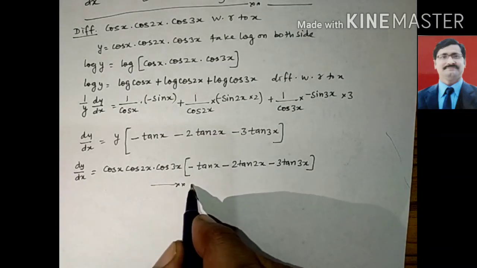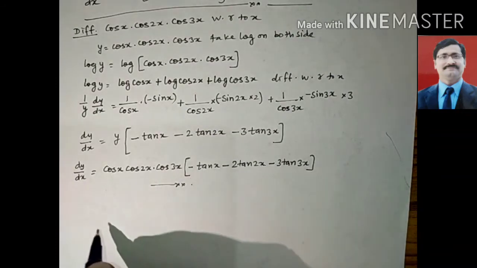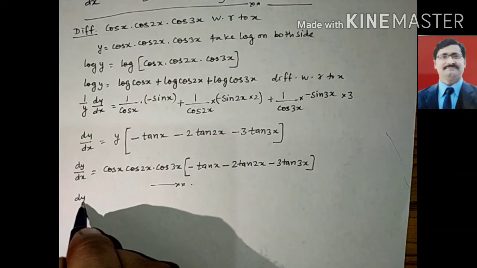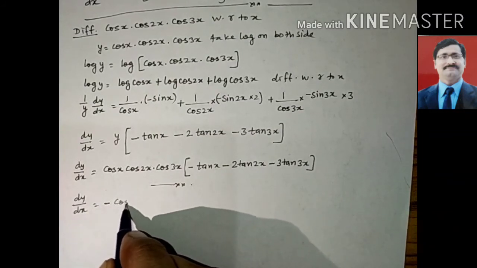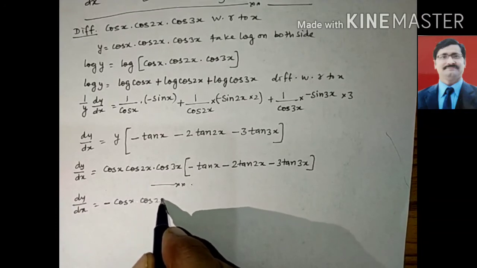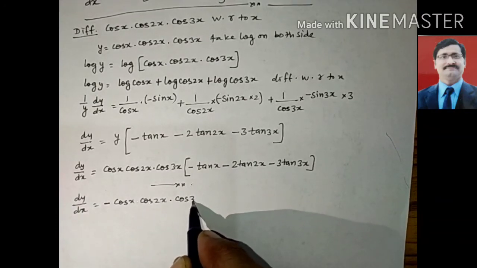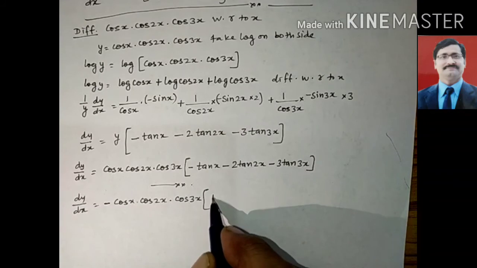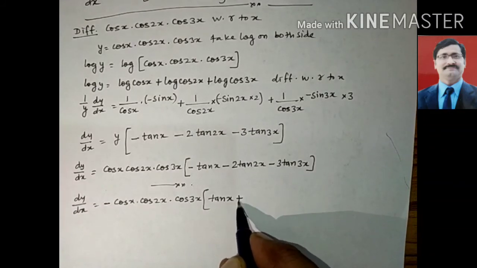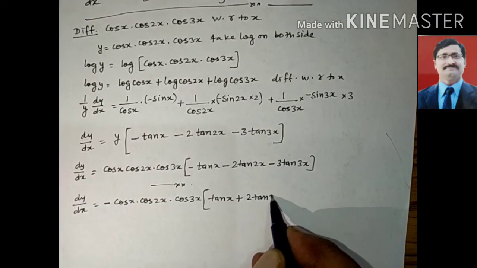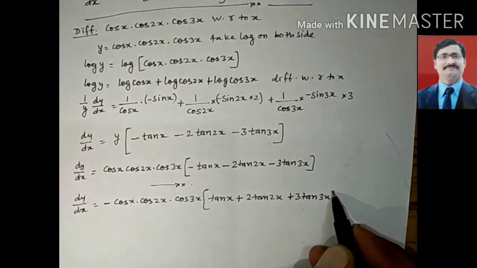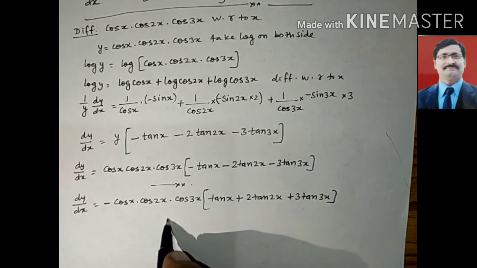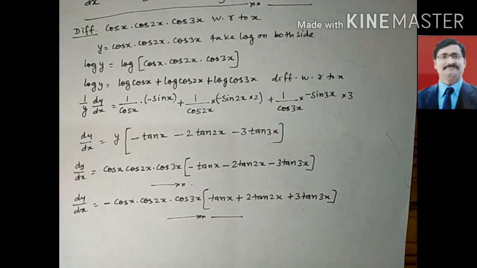Okay, if you want, you can take this minus outside, then you can write dy by dx equal to minus cos x, cos 2x, cos 3x, and tan x plus 2 tan 2x plus 3 tan 3x. Do you all understand this? This is a very simple question.